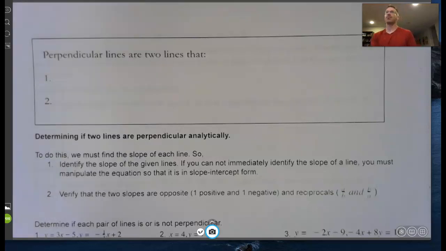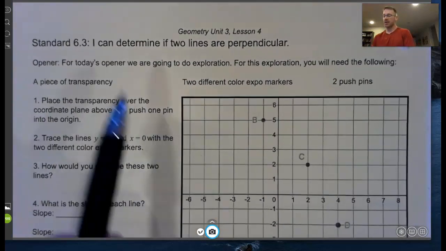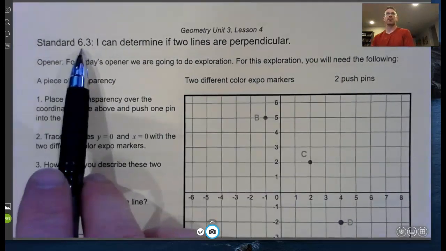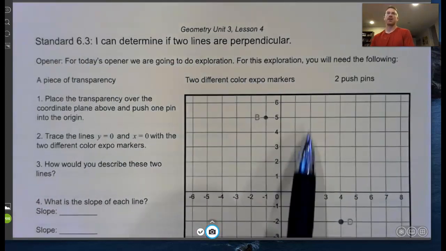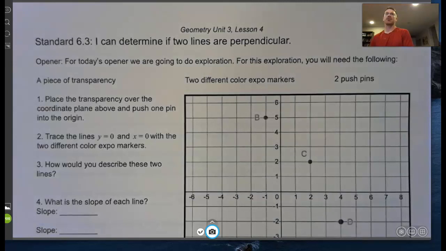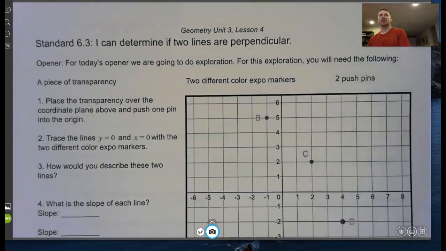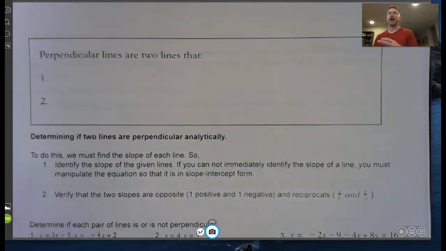All right, and we're going to continue our conversations about parallel and now perpendicular lines. So this lesson, you actually did the exploration in class, right? And when you did this exploration, you started standard 6.3: I can determine if two lines are perpendicular. You went through the exploration in class to find a relationship between the slopes of two perpendicular lines. So let's talk about that relationship right now.